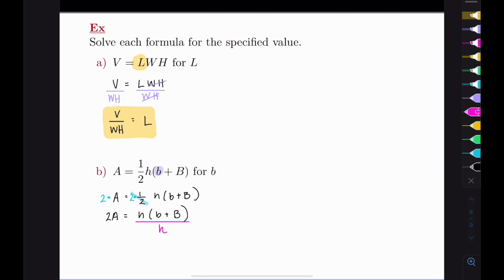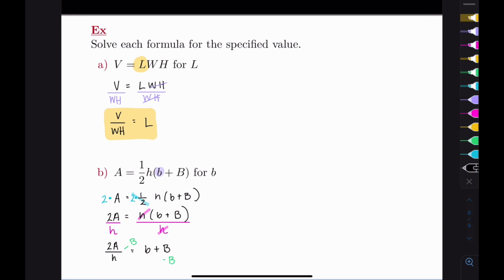These two things are being multiplied. So I'm going to divide both sides by h. So on the left-hand side, we have 2a over h. And on the right, we have little b plus capital B. One last step, I've got to move this over. So I've got to subtract b. So that leaves us with 2a over h minus capital B equals little b. And that has manipulated our formula for little b.